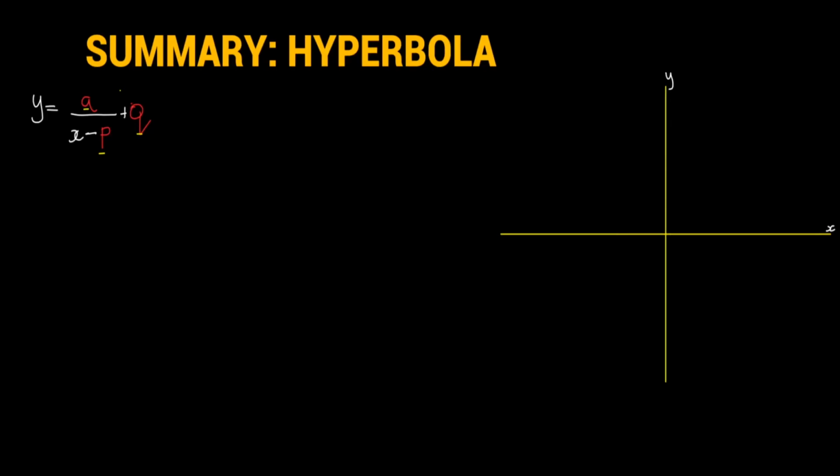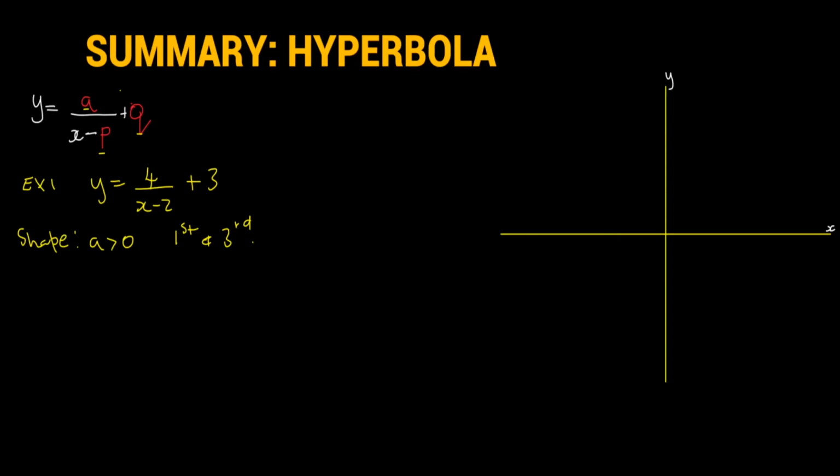So we're going to have an example. Example 1, we have y equal to 4 over (x minus 2) plus 3. From this equation, we can start with the shape. You can tell already that the value of A is greater than 0 because the value of A is 4. That means your graph is defined on the first and third quadrant, so you're going to find it here and here. That's point number 1.